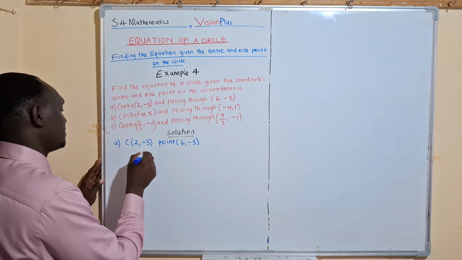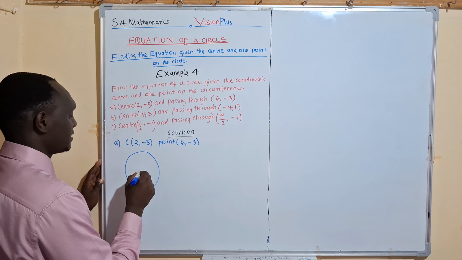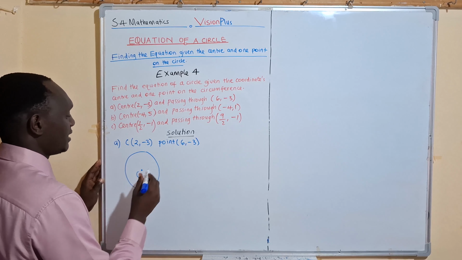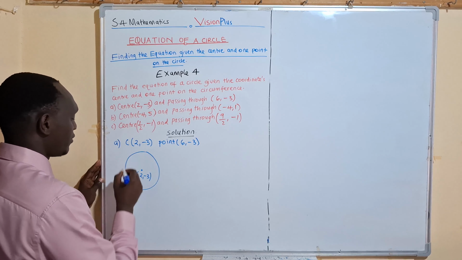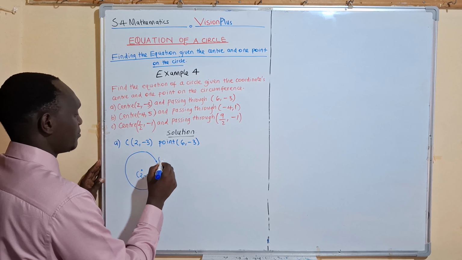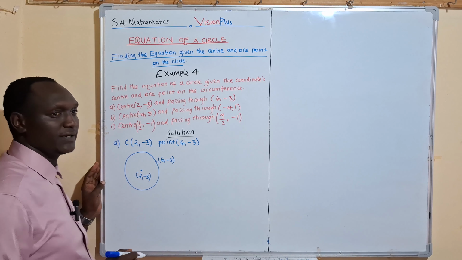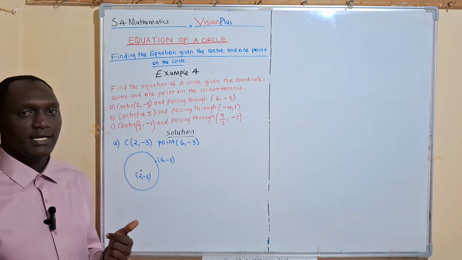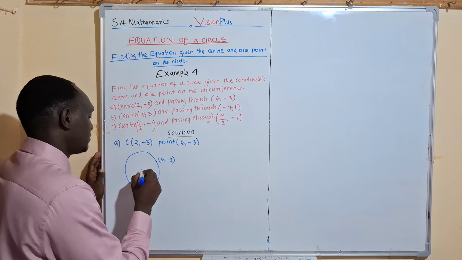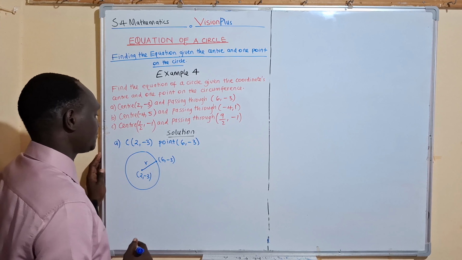So to make our work easier, we sketch the circle and then we locate the center. We say this has coordinates given as (2, -3), and then any point anywhere on the circumference, put it anywhere. When we put it here, we have a point (6, -3). So for us to find the equation of any circle, we need the center and the radius. We have the center, but we don't have the radius. And from the center to any point on the circumference is distance radius.